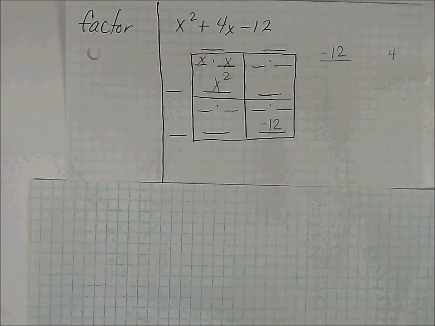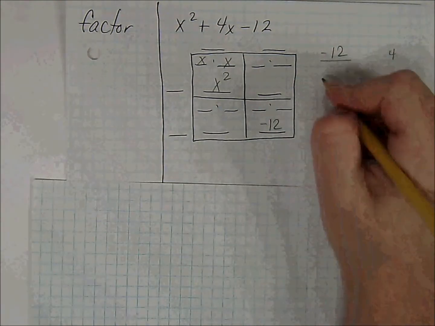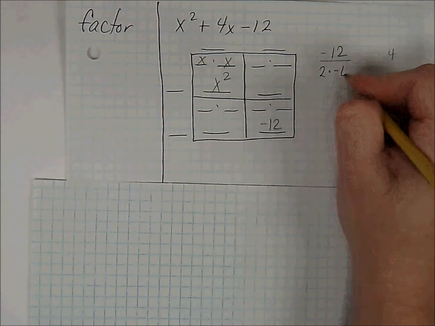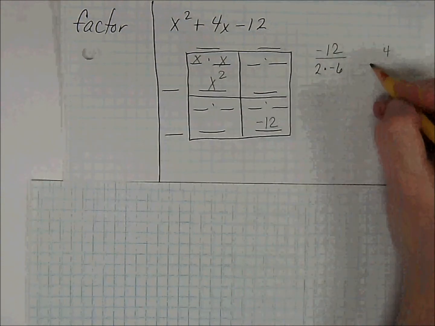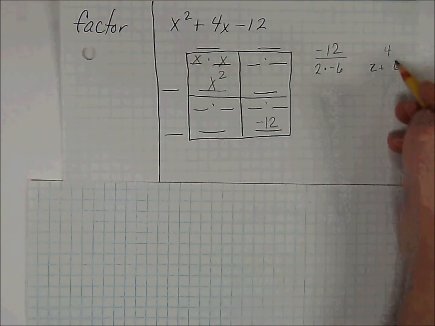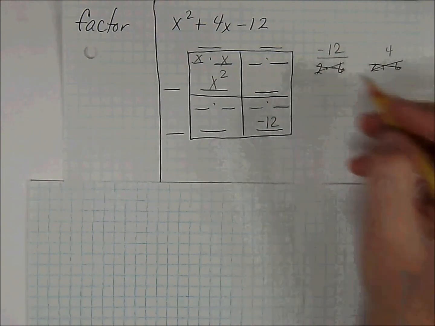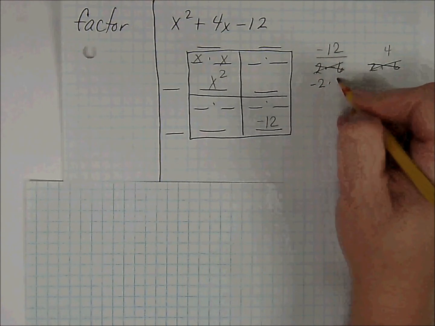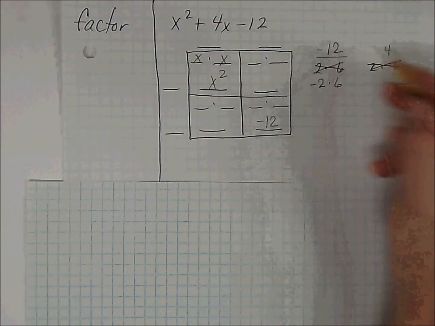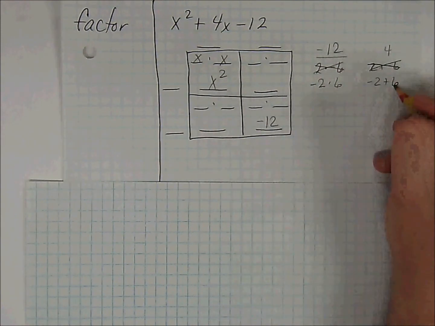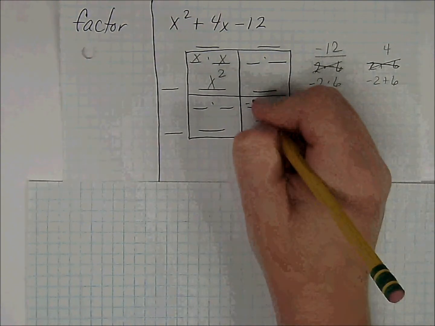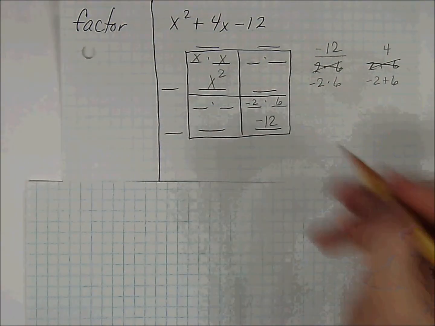So I'm looking at 12, and I go, okay, well, let's try 2 times negative 6. Well, when I add 2 plus negative 6, I don't get the right answer, so that didn't work. What if I flip it, though? What if I do negative 2 times 6? That works for 12. Negative 2 plus 6, that works for there. So let's try that and see if it works.